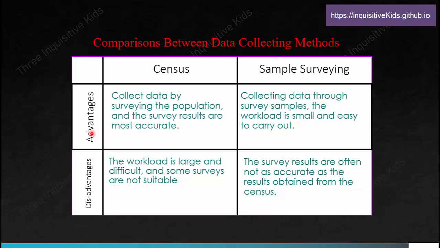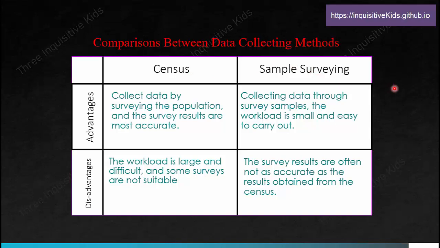So now here are some comparisons between data collecting methods. So this is a census method, and this is a sample surveying method. Let's first quickly go over what these two methods are. So census is the most accurate data from the whole population. But sample surveying is usually from a super huge population.